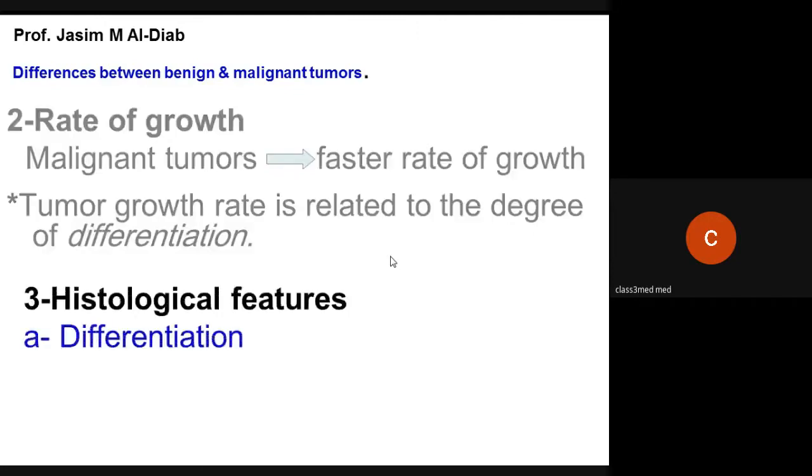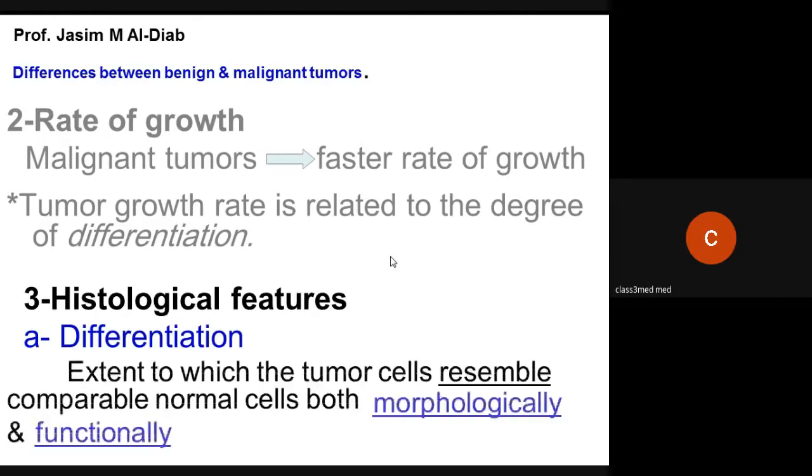Differentiation is a histological term, determined by the histological examination of the tumor. And it is one of the parameters used for the differentiation between benign and malignant tumors. Differentiation means the extent to which the tumor cell resembles their comparable normal cells, both morphologically and functionally.